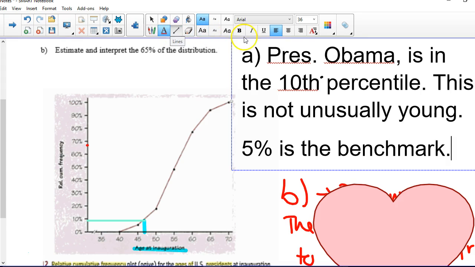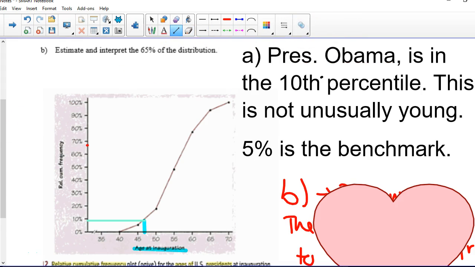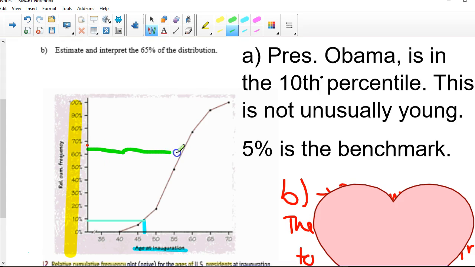So I'm going to go backwards now, okay, because they don't give me an age, right? They don't give me an age. They actually give me a percentage. 65th percentile is approximately right here. I'm going to draw my line. Wow, that was an awesome line. Let me redo that with a straight line.